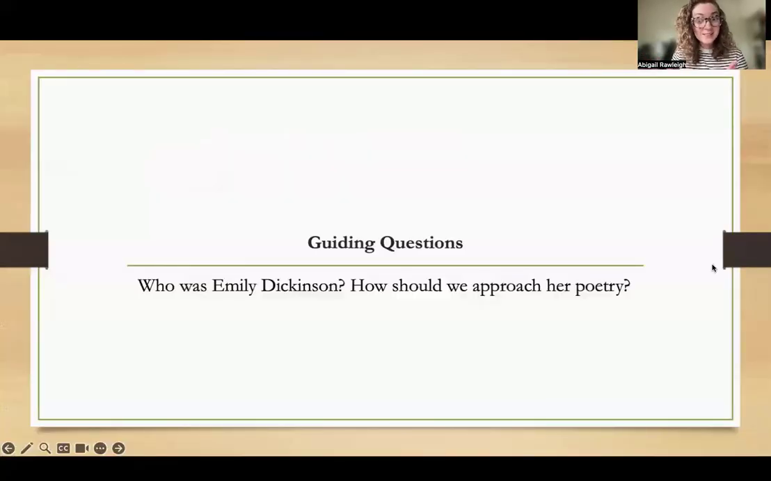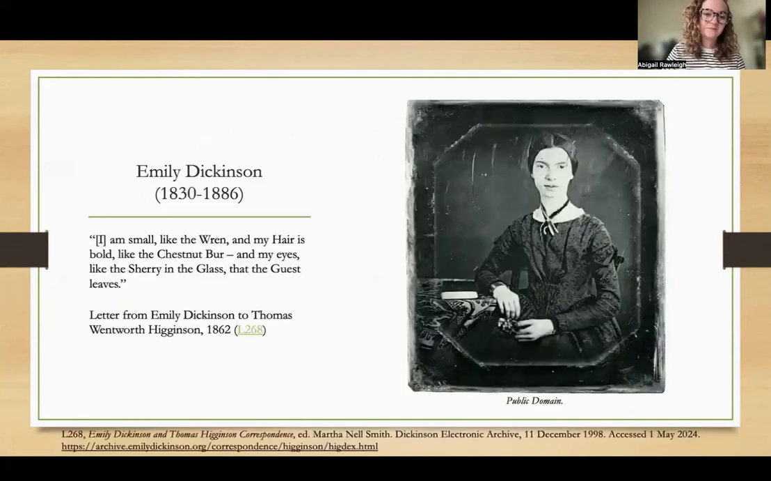So today's guiding question: who was Emily Dickinson and how should we approach her poetry? Emily Dickinson was born in 1830 and died in 1886. So she died in her 50s and lived through a really important time period in the history of the United States. We don't have that many images of Dickinson herself. This is a daguerreotype from when she was young. And we also have this description that she writes in a letter to Thomas Wentworth Higginson, who would become a friend and mentor throughout Dickinson's life.